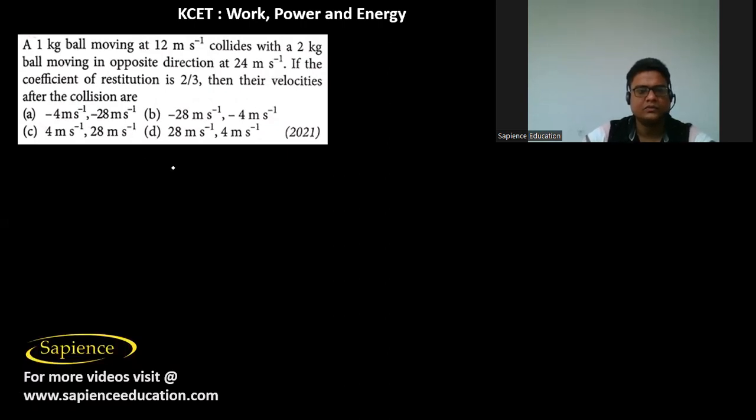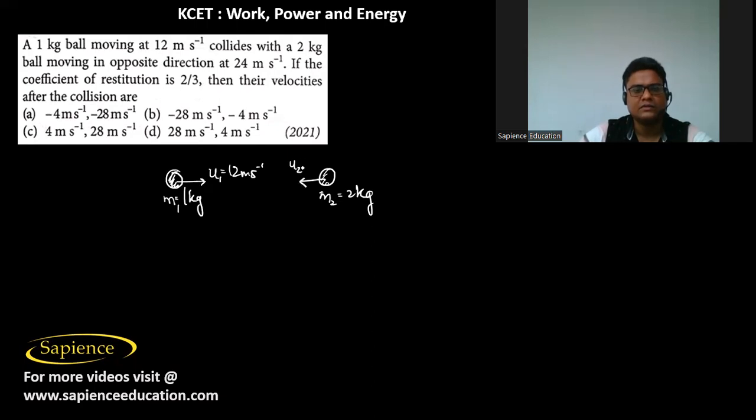So here it is told that a 1 kg ball is there. We have a 1 kg ball. Its mass is 1 kg and it is moving at a speed u, which is 12 meter per second, and it collides with a 2 kg ball. Let's say this is m1, this is m2, and this is u1, and m2 is 2 kg, and it is moving in the opposite direction with a velocity 24 meter per second. If the coefficient of restitution e is 2 by 3, then their velocities after the collision are.